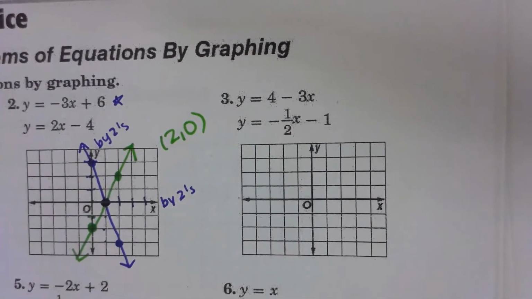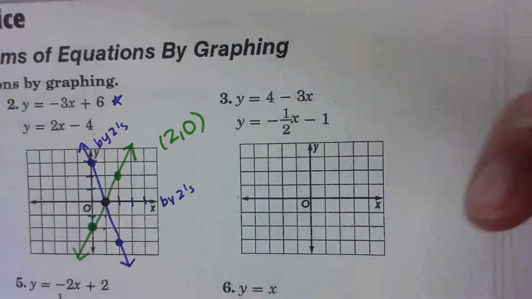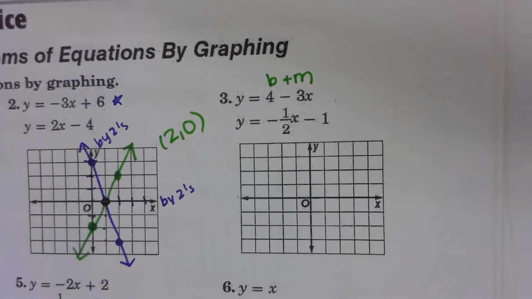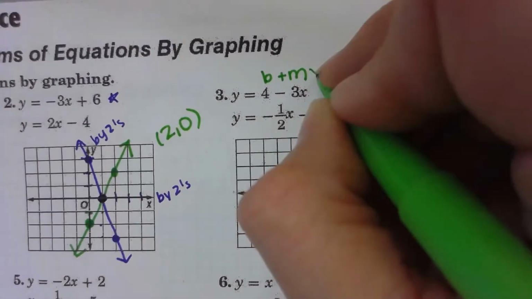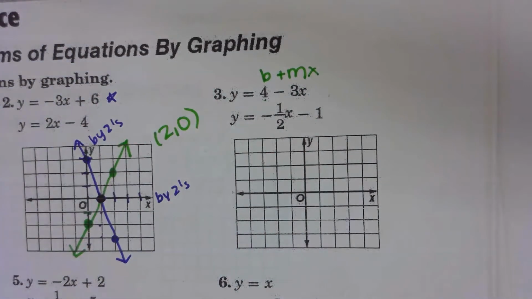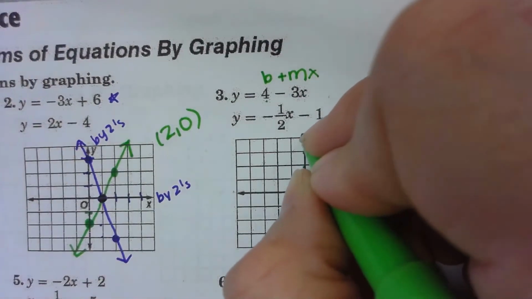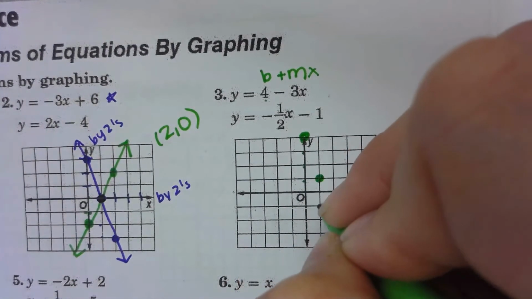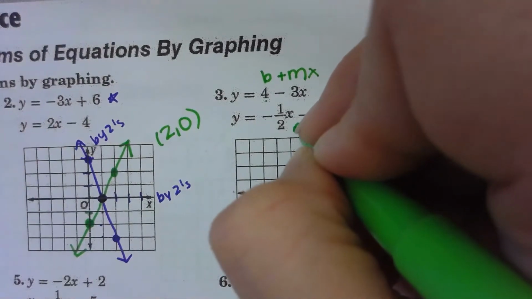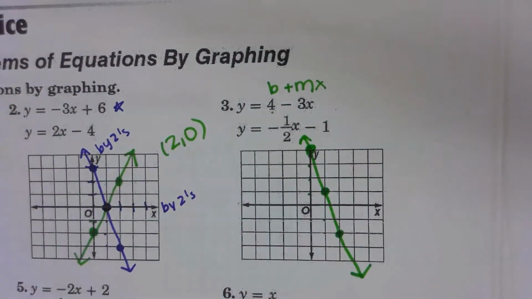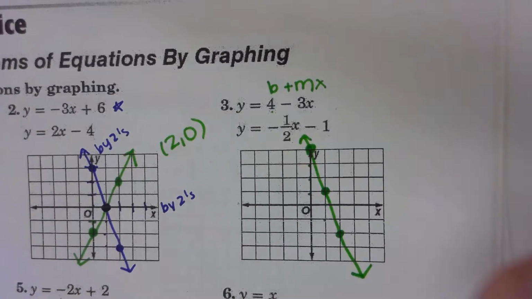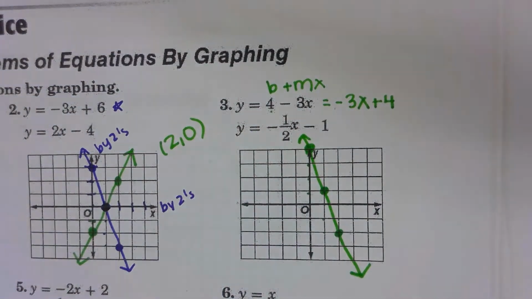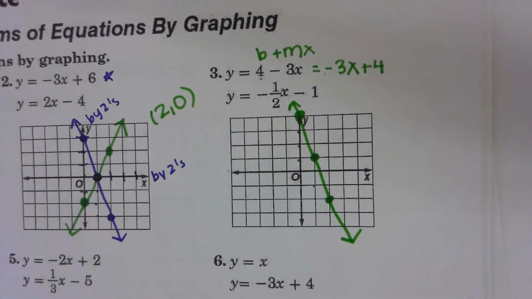Number 3, this is still in y equals mx plus b form, but our b and our m are flip-flopped, so it's b plus m instead of m plus b. So that means my graph starts at 4 and goes down 3 and over 1. Remember, addition and subtraction are commutative. So it doesn't matter that it's 4 minus 3x. That is equivalent to -3x plus 4. And you are more than welcome to rewrite that if you would like.